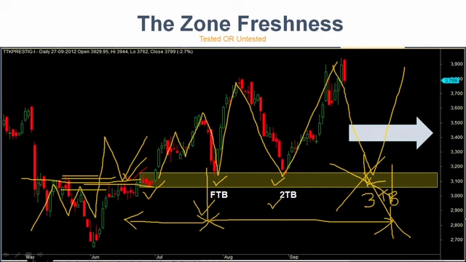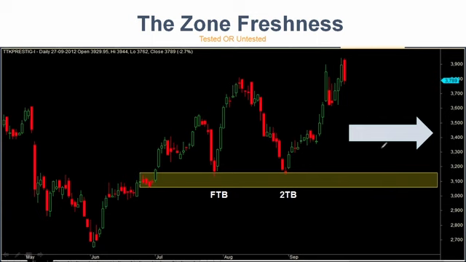Freshness of any zone: a zone is formed. Once it is formed, if price doesn't come back to it, it is a fresh zone. The first time it comes back, it is a tested zone. That's called an FTB. The second time it comes, it is a 2TB, and the third time it comes back, it is a 3TB. That's all the meaning.